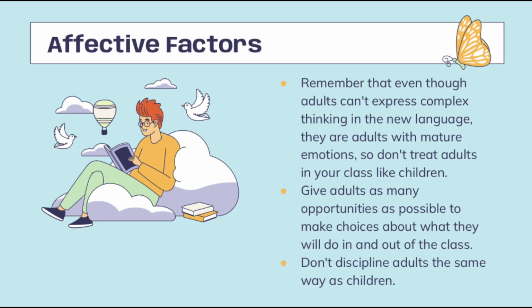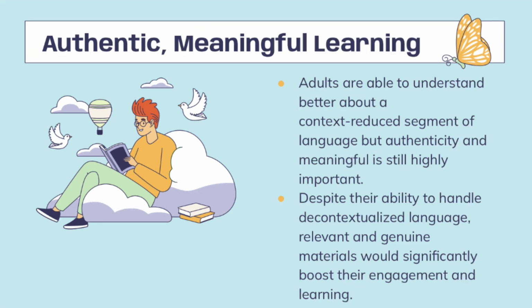So for affective factors, remember that even though adults can express complex thinking in the new language, they are adults with mature emotions. So don't treat adults in your class like children. You can give adults as many opportunities as possible to make choices about what they will do in and out of the class. And don't discipline adults the same way as children. You can discipline adults in a different way, not like how you treat children.